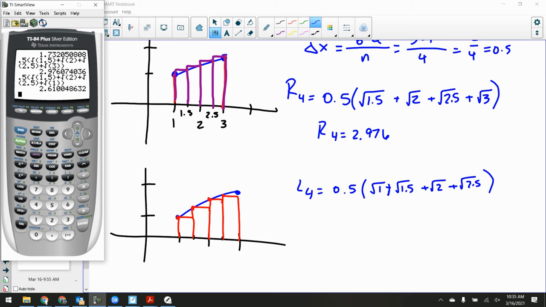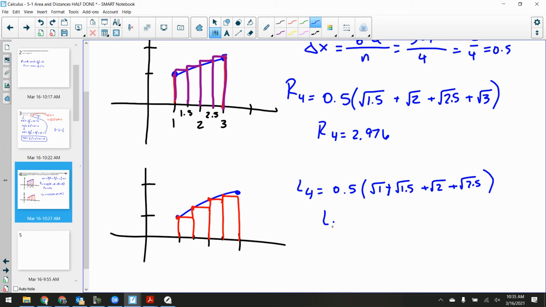2.61. L4 is 2.61, which is an underestimate. So I know the true area underneath the curve is somewhere between 2.61 and 2.98.